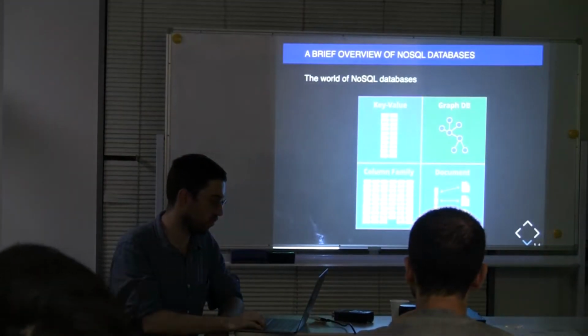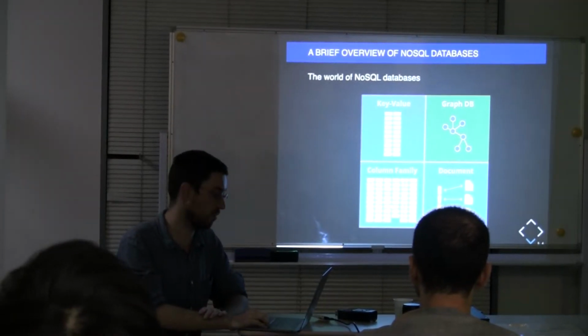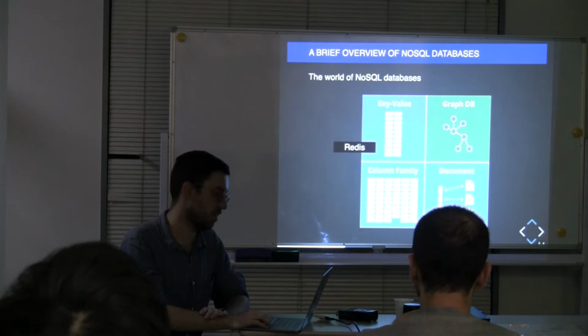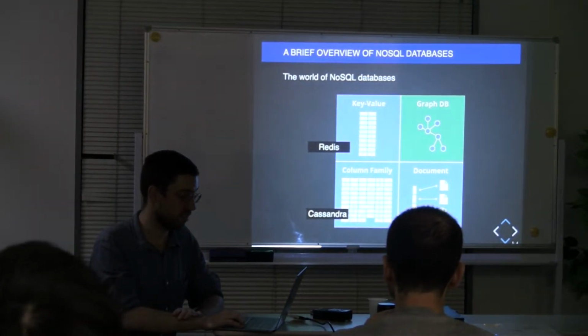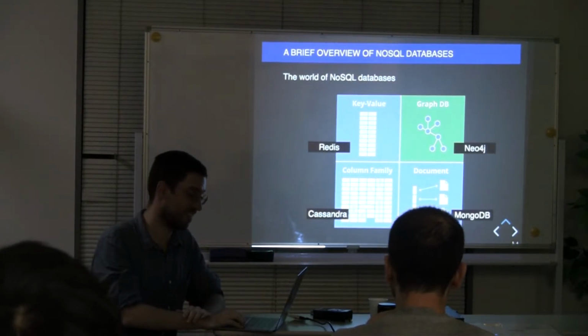There are 4 big types of NoSQL database. You have key value, like Redis. You have column family like Cassandra, document like MongoDB, and GraphDB like Neo4j.